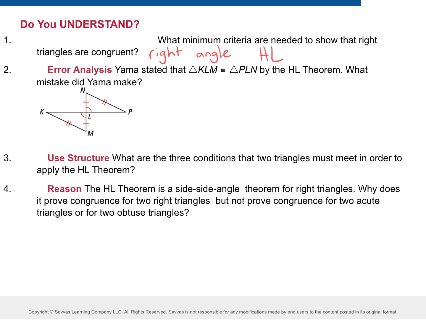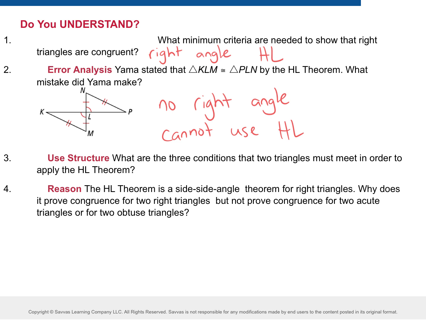Okay. Number 2, she said that these two triangles are congruent by hypotenuse leg. Why is she wrong? It's not a right angle. No right angle. So if you don't have a right angle, can you use hypotenuse leg? No. No right angle, so she cannot use hypotenuse leg. Good.